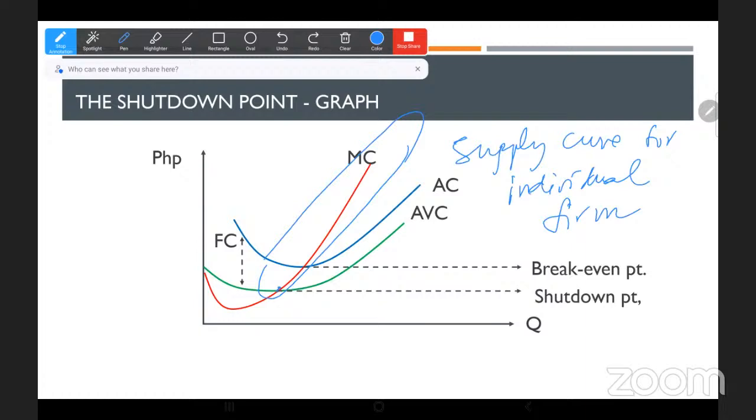So where does the supply curve start? From the shutdown point pataas. Kasi this portion, all of these prices, tong mga prices na yan, hindi yan relevant to the firm kasi that's too low. Hindi niya mako-cover yung fixed cost man lang.